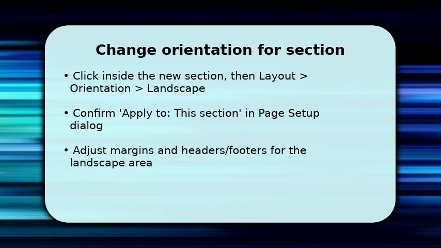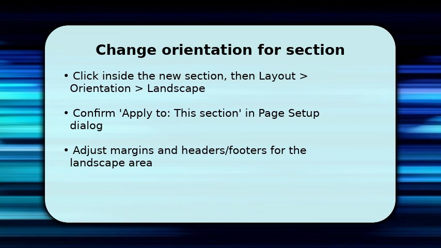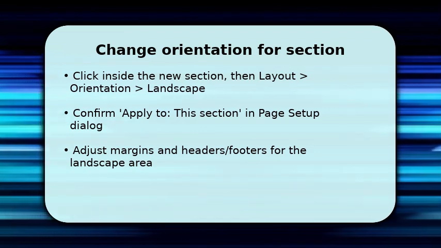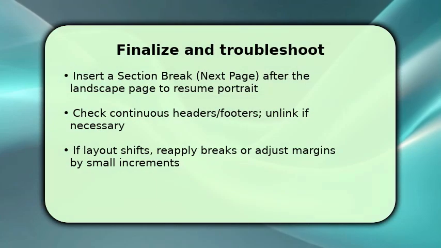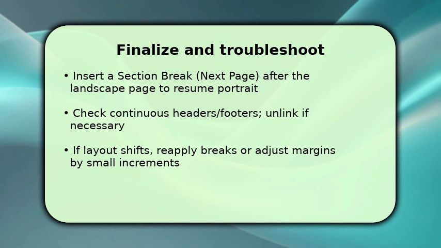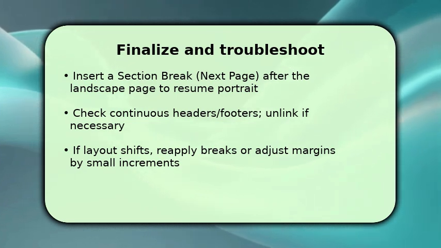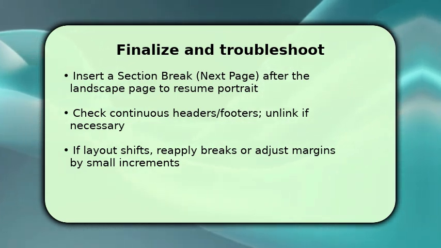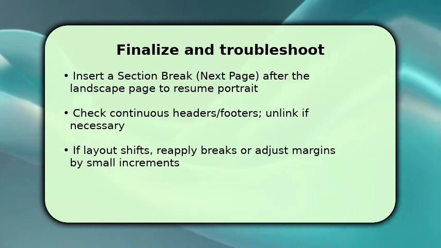If you have objects like tables or images, resize them to fit the new width. This step changes how content appears. Finish by putting a section break, next page immediately after the landscape page, so following pages revert to portrait. Make sure headers and footers are unlinked between sections if you need different content, otherwise they'll copy across.